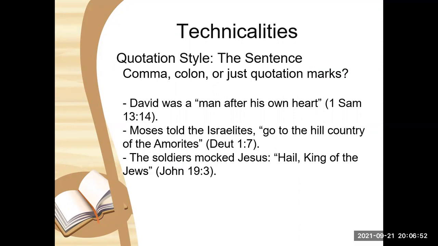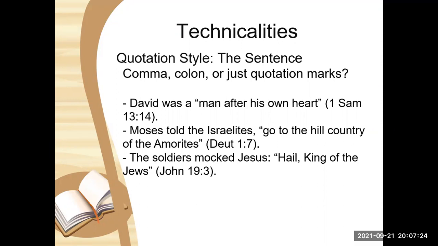So the first one, David was a man after his own heart, from 1 Samuel. You will see I do not have a comma or a colon at that point. The reason being that the passage runs directly into the sentence. So David was a man after his own heart. There's no pause. There's no clause that introduces the quote. I have worked it in as though it's just one single unified sentence.